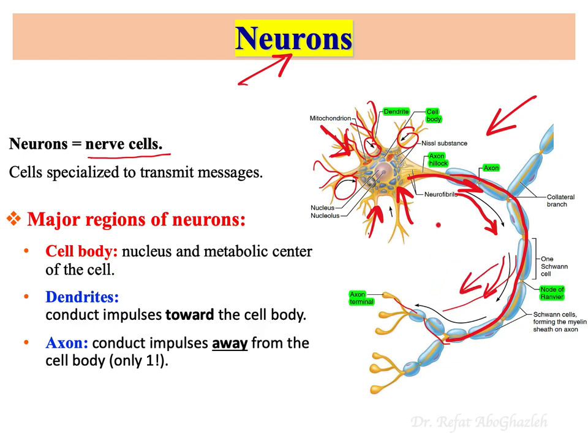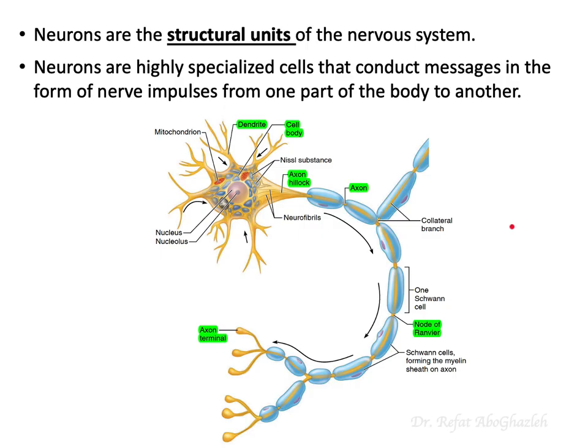So usually the neuron has one axon, right? Although, after it emerges, sometimes there's a collateral branch coming out from the axon itself. So this is the neuron with cell body, dendrites, and axon, and I showed you the direction of nerve impulses, either toward the cell body or away from the cell body.